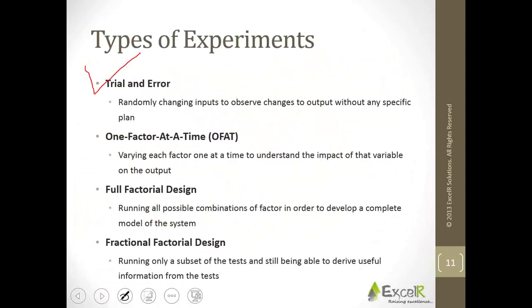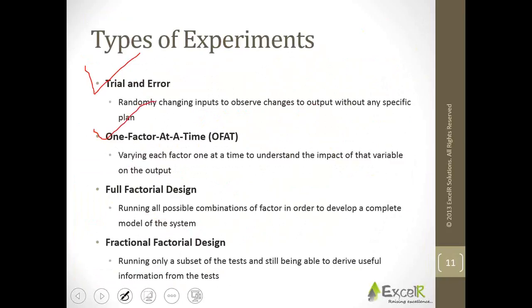What are the various types of experiments that we have seen? One is trial and error, which we most commonly use, right? We randomly change the inputs and see what is the impact on the output. And we do not have any specific plan as such. We just go ahead. Let me try this. Let me try that, right? Whenever you're going to a new location in a vehicle, sometimes you do trial and error. Let me go this way. Let me see whether I can reach the destination or not. So that is trial and error.